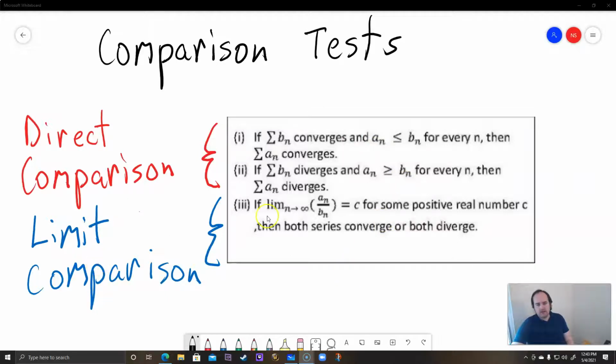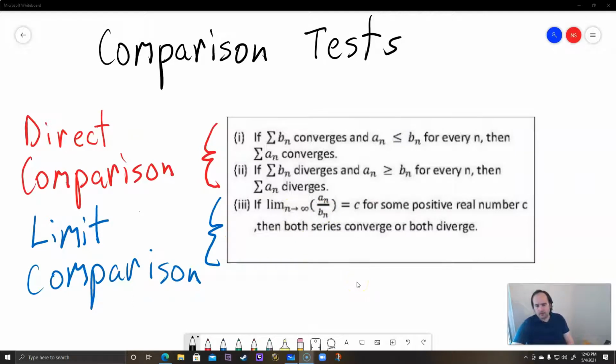Okay, and then the third one is the limit comparison. For that one, if the limit as n goes to infinity of an over bn equals c for some positive real number c, then both series converge or both diverge. That one's called the limit comparison, because you're literally just taking the formula for an, dividing it by the formula for bn, and you're taking the limit as n goes to infinity of that ratio. So it's a little bit like the ratio test, but it's actually a limit here.